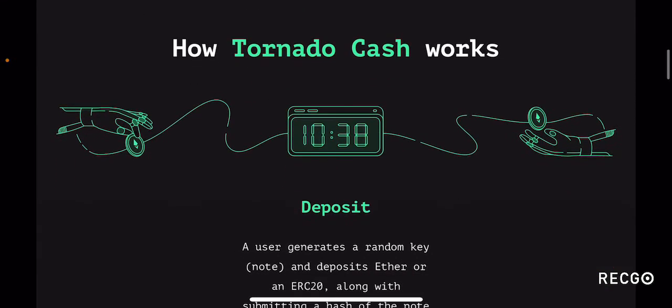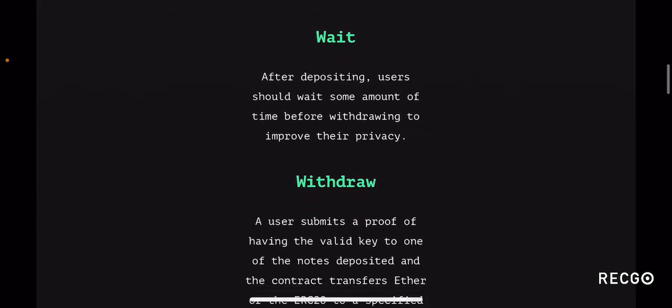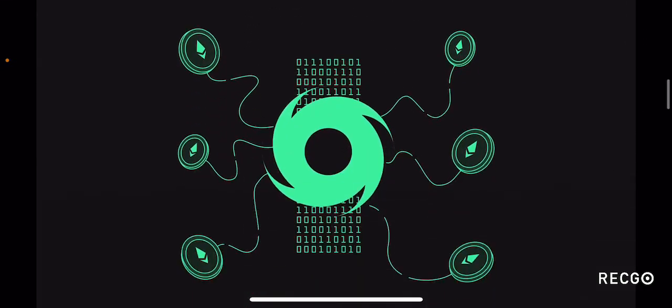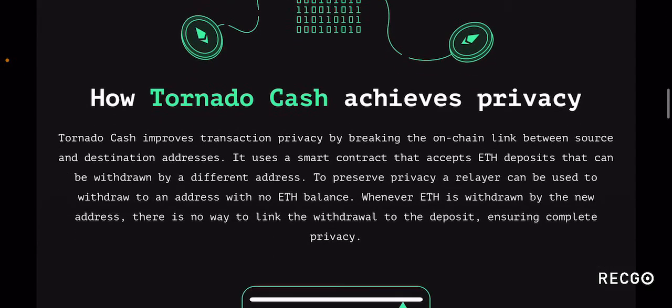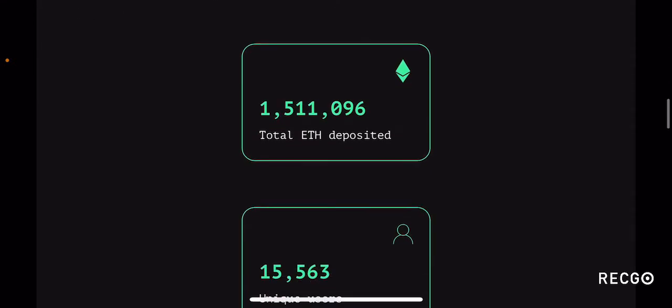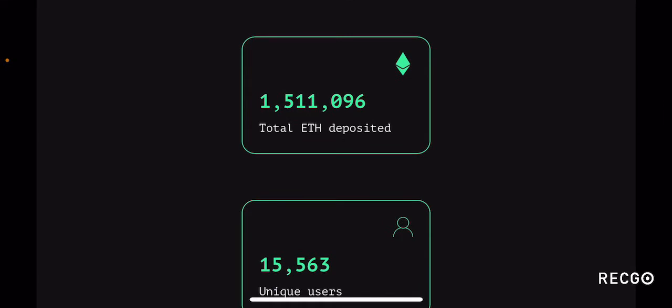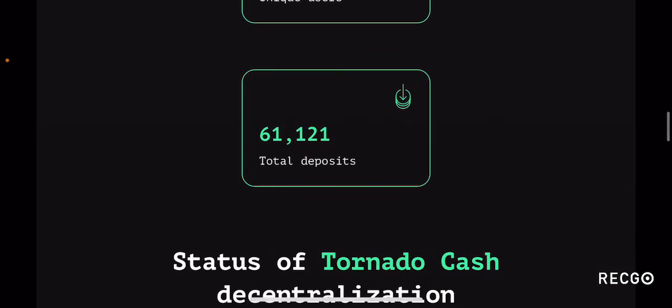You can basically see how Tornado Cash works. You can deposit, wait, and then withdraw in a privacy-preserving manner. You can read more about how it achieves its privacy, but these are some of the things we already covered before. You have about 1.5 million ETH deposited with 15,500 unique users and 61,000 total deposits, right?